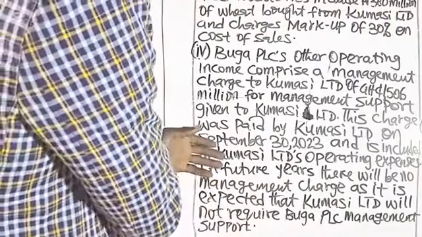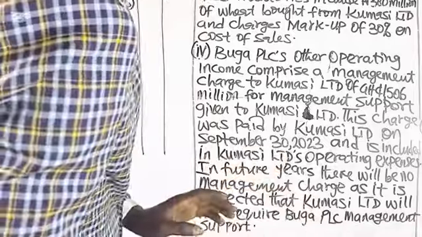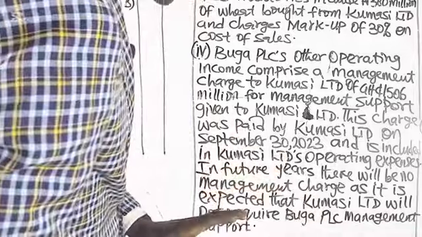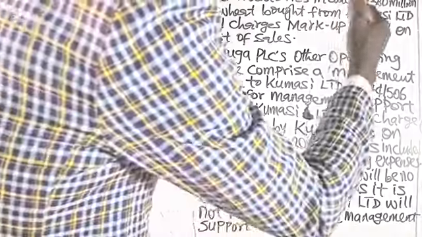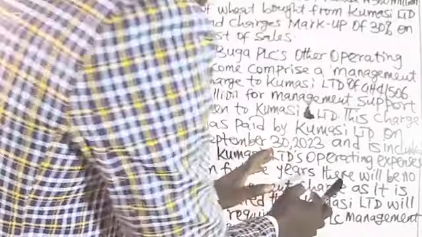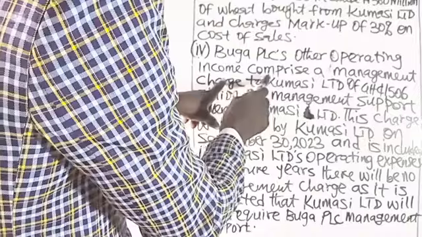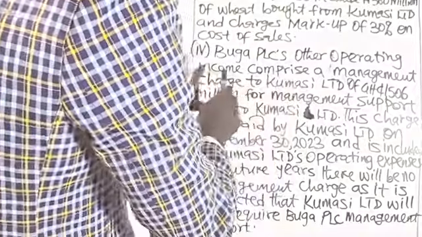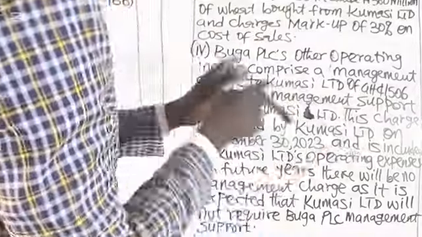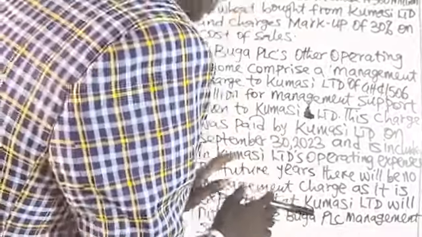But it will not be included in the updating process since it has been recorded in the financial statements. So we will only adjust for that in the consolidated schedule. We will eliminate it from operating expenses of Kumasi. Then we will also eliminate it from other operating income of Buga since it is an intercompany item. So we don't need that for now.